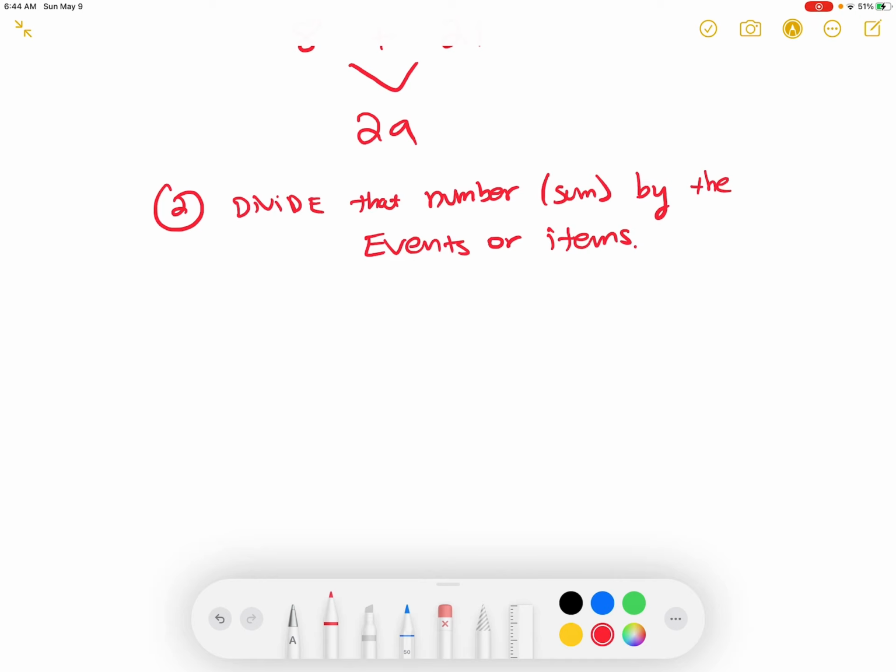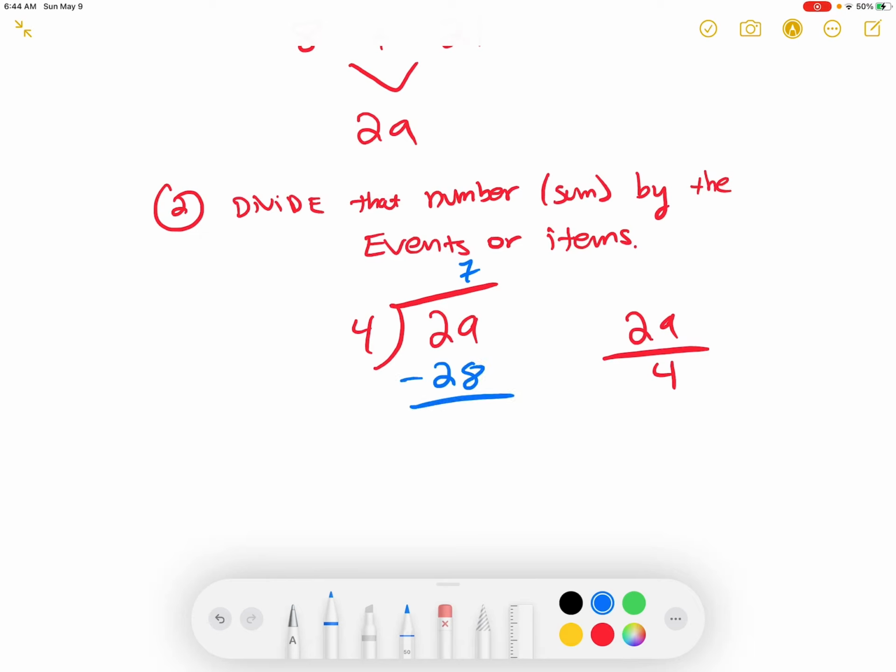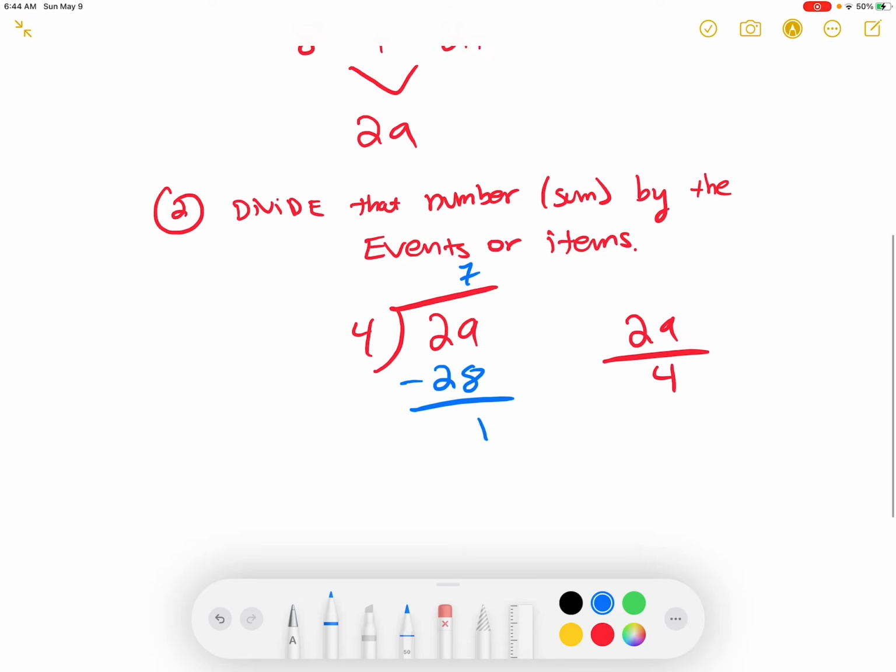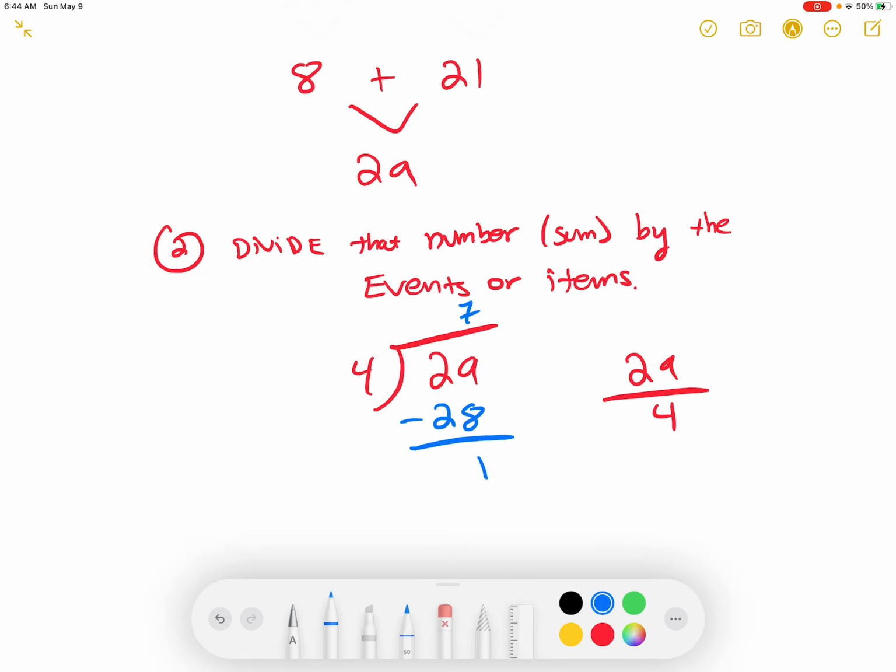So what we would do is we would do 29 divided by 4, or 29 over 4 is usually how they do it. And so you say, how many times is 4 going into 29? I think that's 7 times. 7 times 4 is 28. 29 minus 28 is 1. So you would get roughly, and if you wanted to add a 0, you could, a decimal.